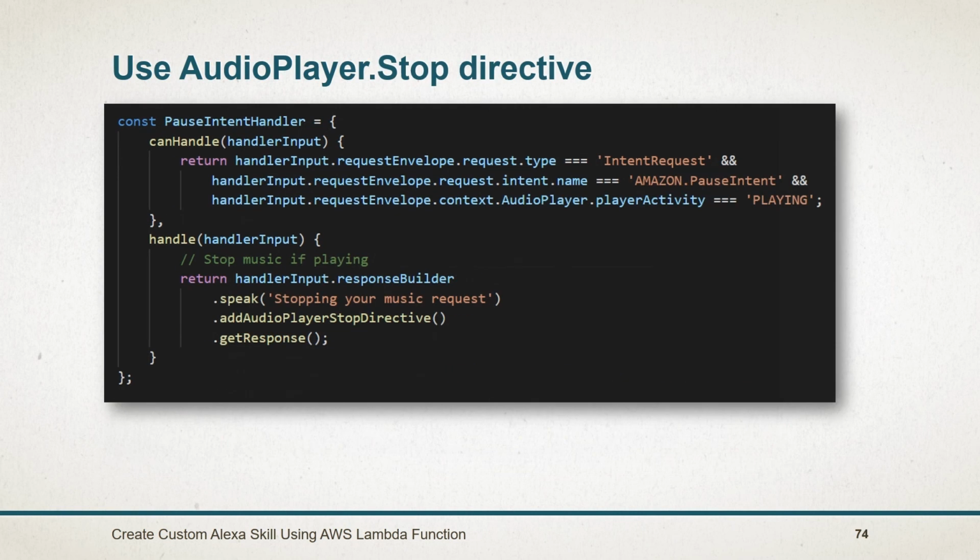Here I have stopped the audio player on pause request. You can also handle it in cancel intent. I have also checked that we stop it only if the audio player is playing. Use the addAudioPlayer.Stop directive method to stop the music. We have updated interface permissions from the skill console, but we can also change it from the skill.json file. But you need to manually add all intents required by the interface in the interaction model.